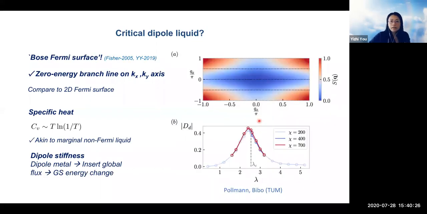And hence, in our numerical simulations at the quantum critical point, we calculate the static structure factor at the quantum critical region. And what we find is there is a zero energy line along kx, and there's also a zero energy line along the ky direction. So the quantum critical point is described by a dipole liquid with some Bose type of Fermi surface, where the zero energy points form a closed line along the kx and ky directions.